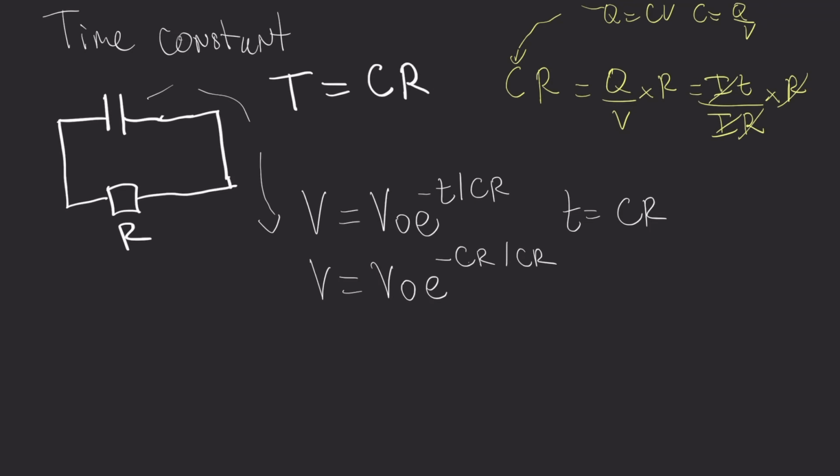But hang on a minute, have a look at this. Those CRs are going to cancel, and then what we're left with is that V is equal to V naught e to the negative 1. An alternative way of writing this is V naught times, up to two significant figures, around 0.37. And this here is the definition of the time constant. It is the time after which the PD during discharge drops to 1 over E of its initial value.